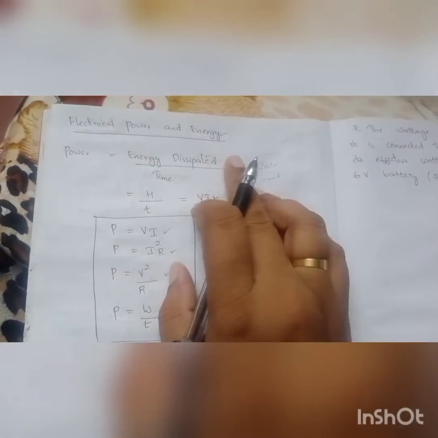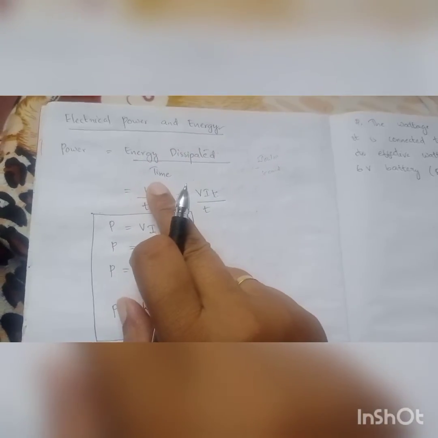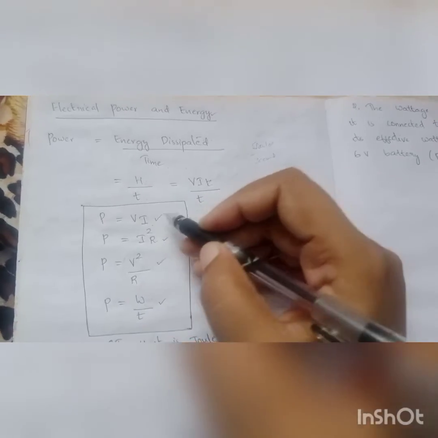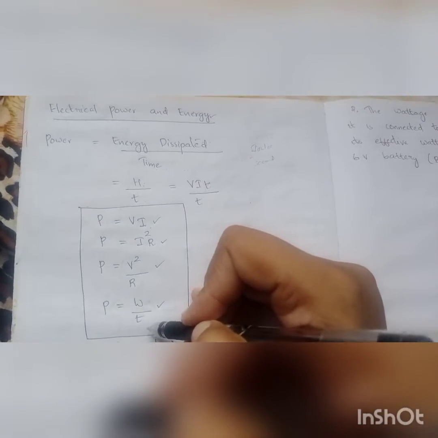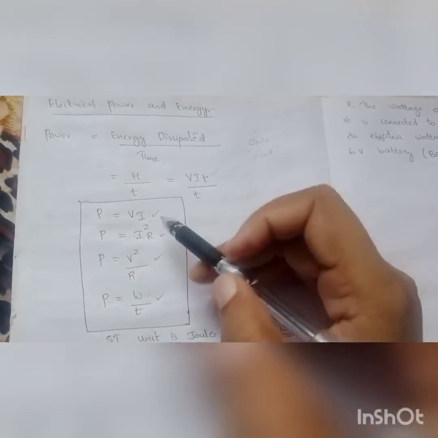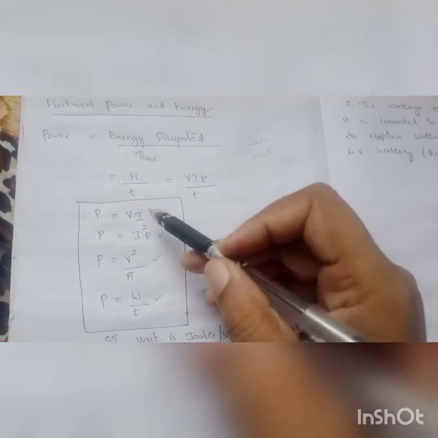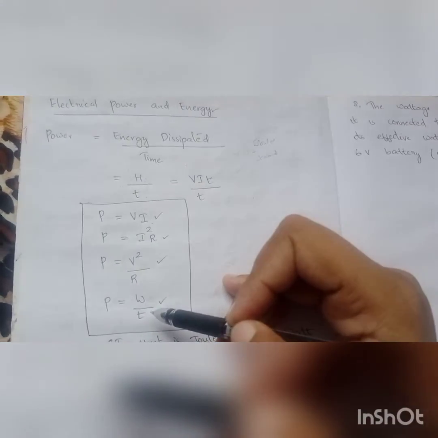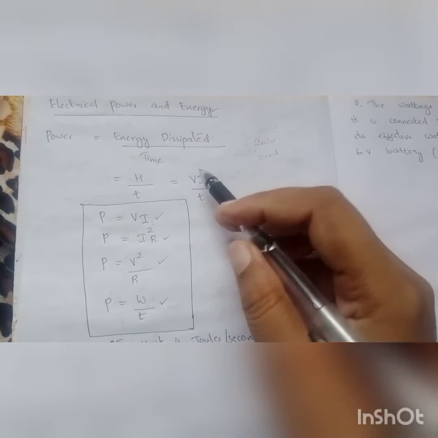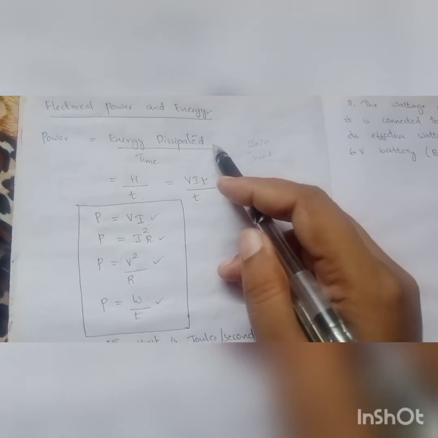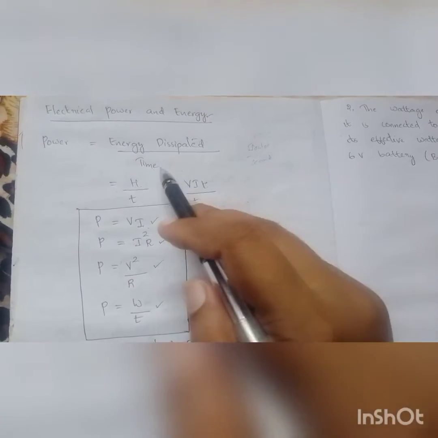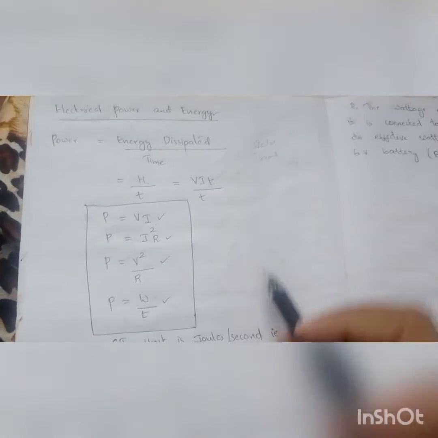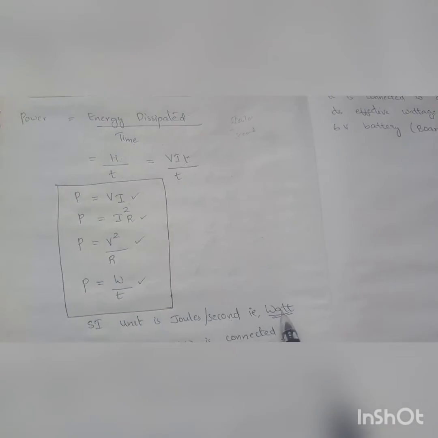So power is energy dissipated by time. When we are speaking about energy, we will be speaking about the heat energy. So heat energy by time, and we have four different equations for power. According to the data given in the numericals, we can make use of any of these four equations. When we are speaking about the SI unit, since it is energy by time, the SI unit of energy is joules and the SI unit of time is second. So it is joules per second, or we call it watt.